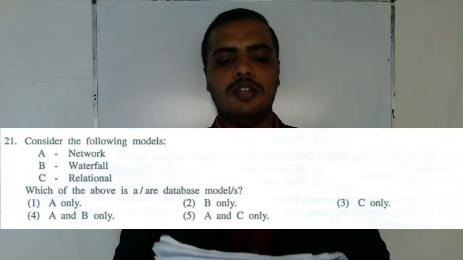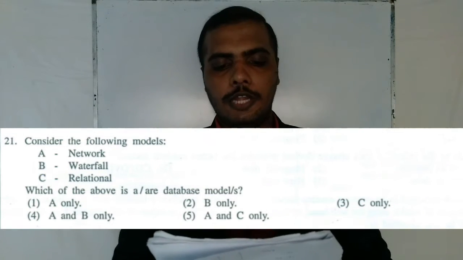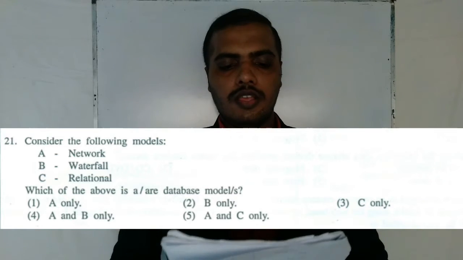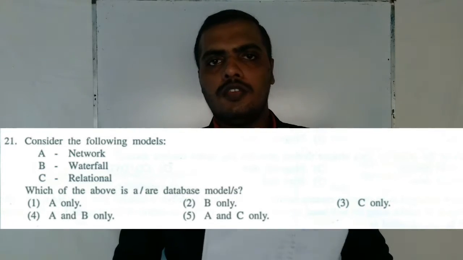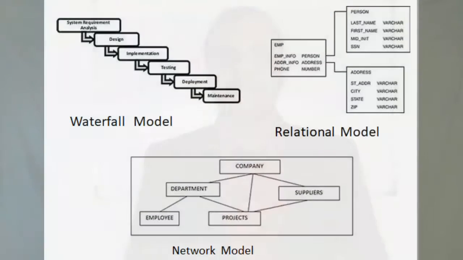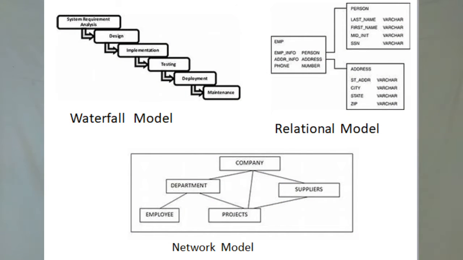Consider the following models. A. Network. B. Waterfall. C. Relational. So as you can see here, the network model is a database model. It has entities, and it is a database model. As you can see, there are some entities with that network model. B. Waterfall model. Waterfall model is a software development model. It's not a database model.